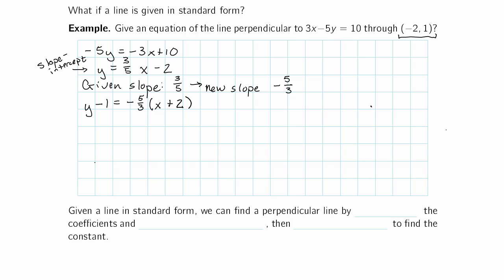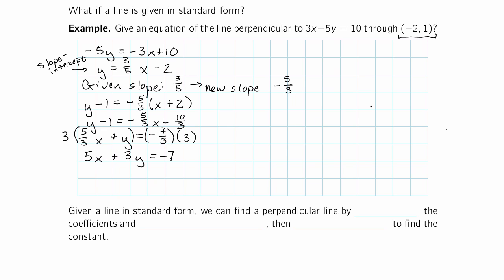Okay. Let's see what this looks like, though, if we put it into standard form again. First, we'll distribute. We'll collect all the variable terms on the left, all the terms without variables on the right, and then we need to multiply both sides by something to get rid of these fractions and make sure that this first coefficient is positive. It looks like 3 will work for that. So we'll be left with 5x plus 3y equals -7.